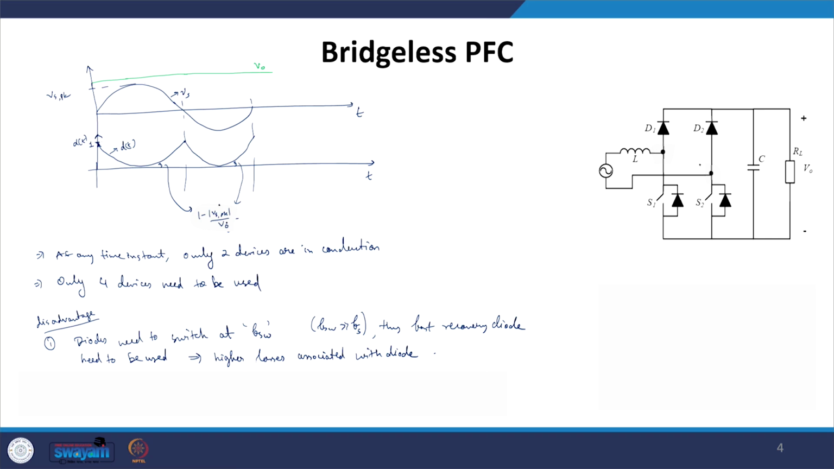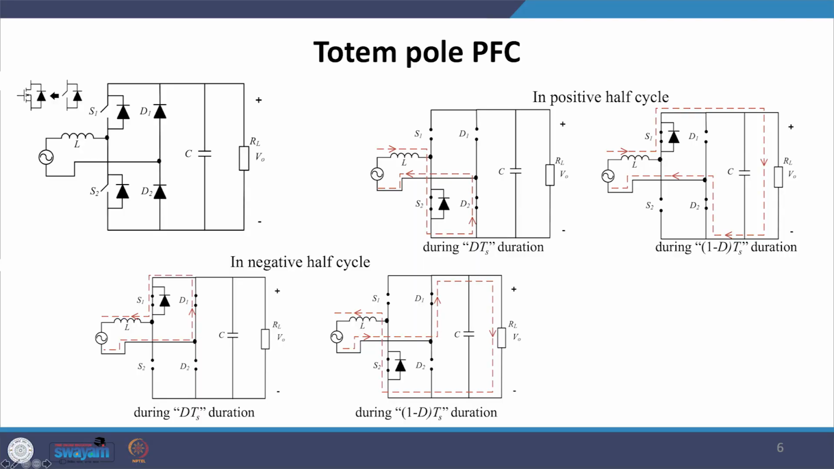Now, since in this bridgeless PFC the diodes are switching at a frequency very much larger than the line frequency, meaning the diodes need to be very fast recovery, we can avoid that by using another derived topology of bridgeless PFC, called the totem pole PFC. It is one of the commonly used PFC topologies, or bridgeless PFC topologies. The reason being we will see here.